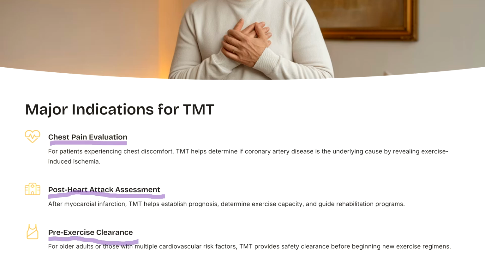Pre-exercise clearance. This is mainly done in the case of older adults and those with multiple cardiovascular risk factors, to determine whether a person is fit for any particular exercise. That is clearly determined by the TMT. So there are three basic indications: number one is chest pain evaluation, number two is post heart attack assessment, and number three is pre-exercise clearance.